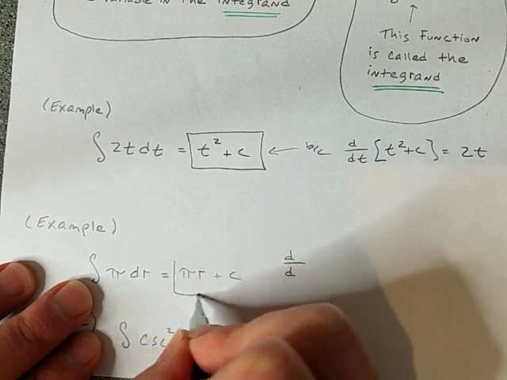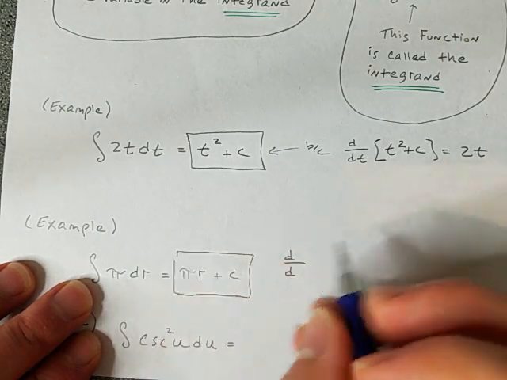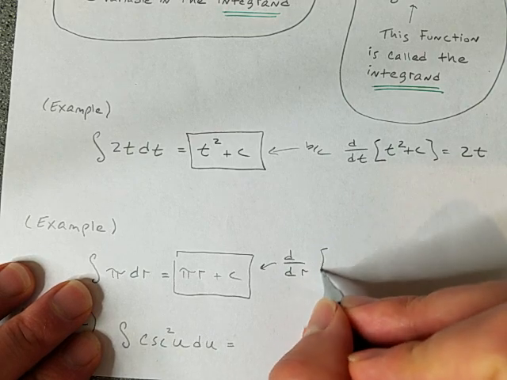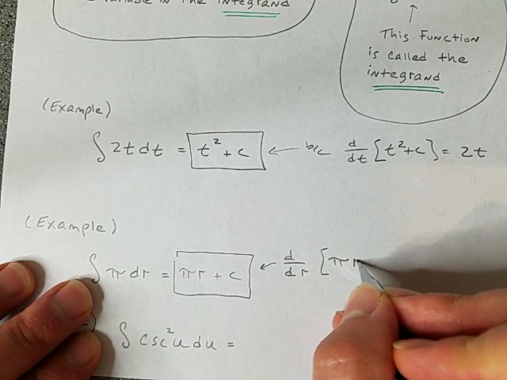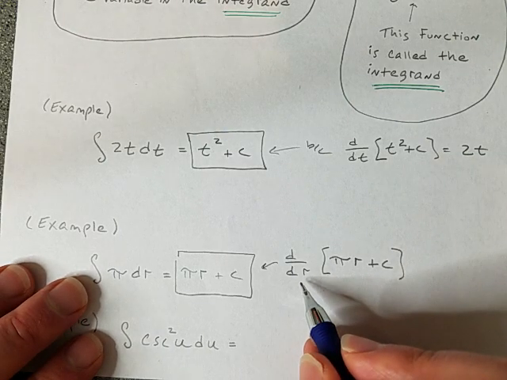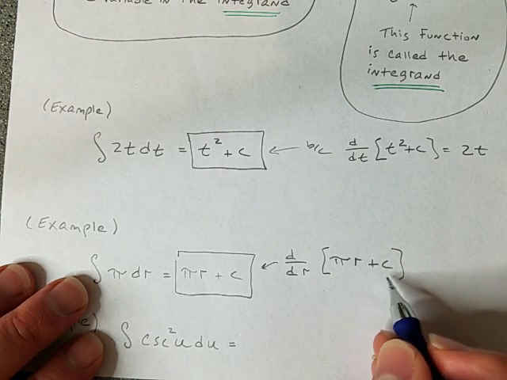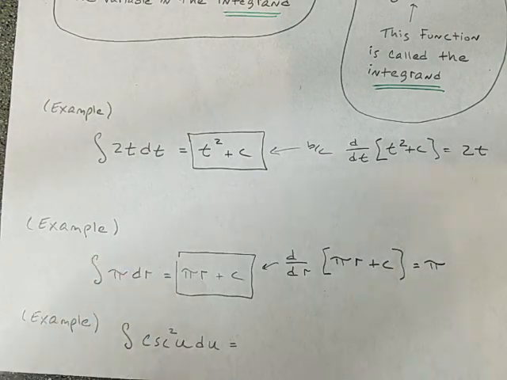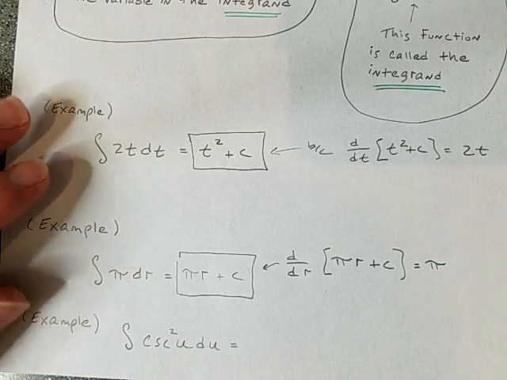Here's my answer. The reason why this is correct, in case you haven't noticed so far, is because if I take the derivative with respect to r of pi times r plus a constant, then that is in fact pi. That's why that's the answer. We'll do one more.